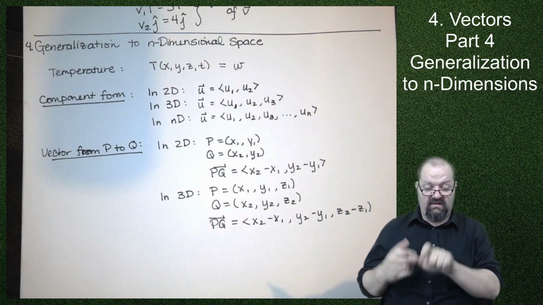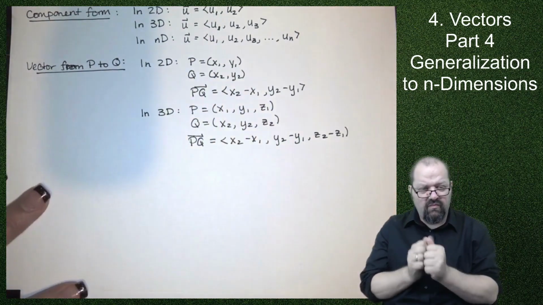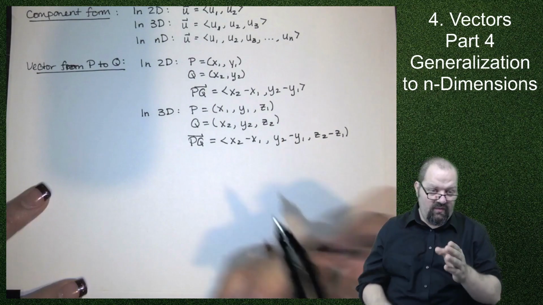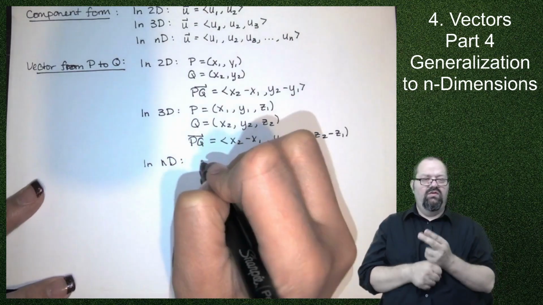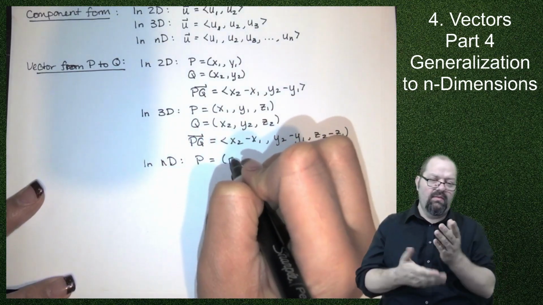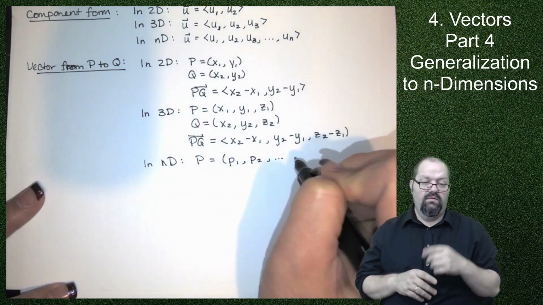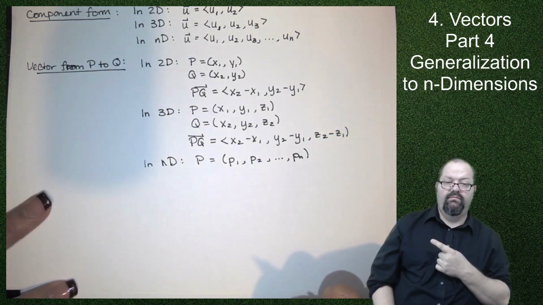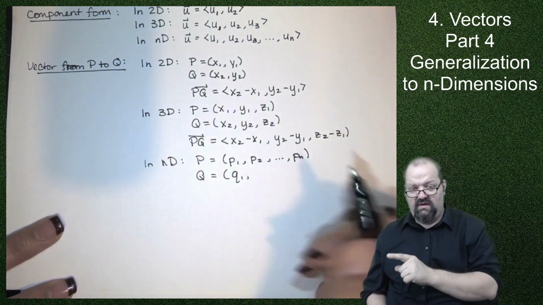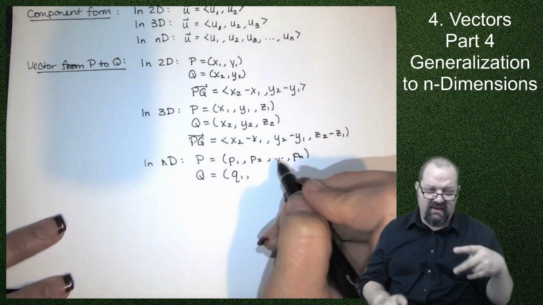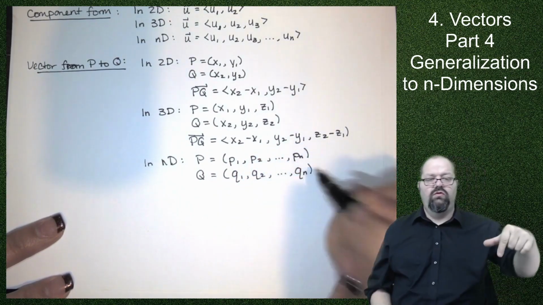Now for the next one, it's a little bit harder to stay consistent with my notation because I'm running out of letters, and I don't know which n letters I'm using. So in n dimensions, I'm going to use slightly different notation. Don't let it bother you. I'm going to call point P, P1, P2, all the way through P sub n. It has n coordinates. These are coordinates of P, not components of P. And Q has coordinates Q1, Q2, all the way through Qn.